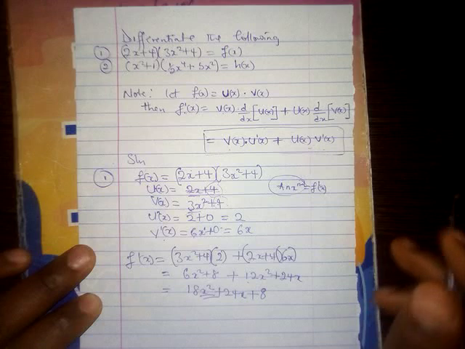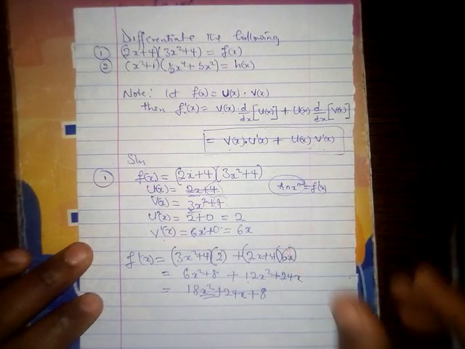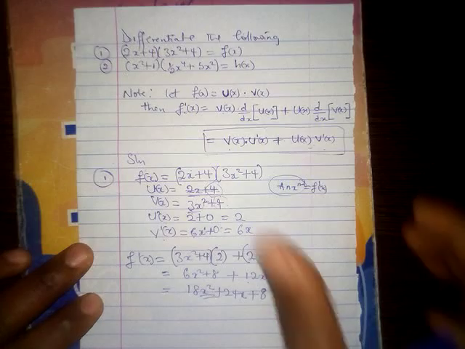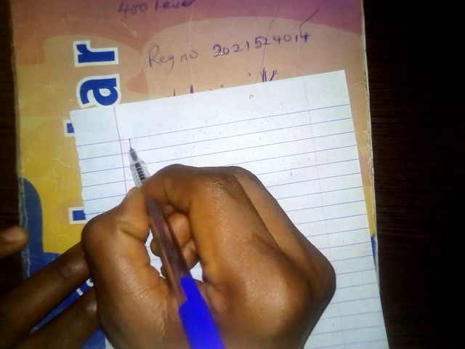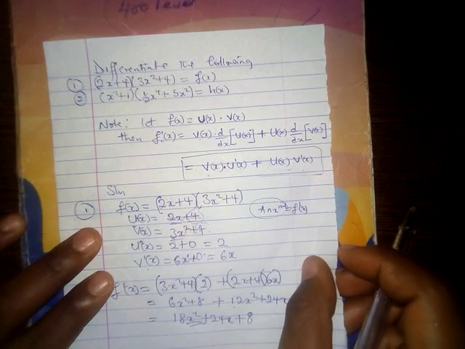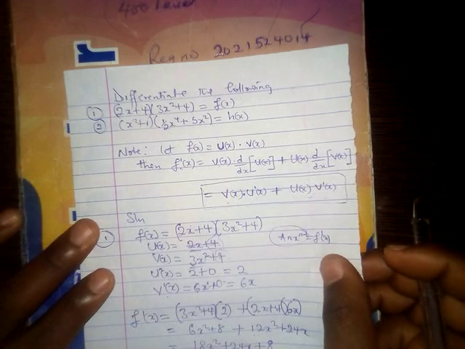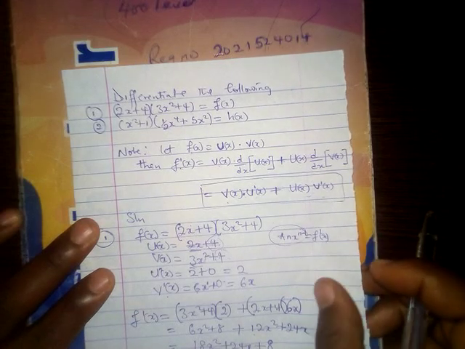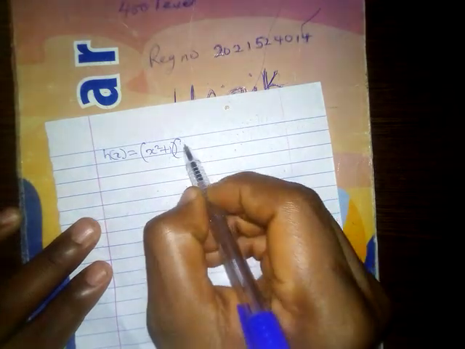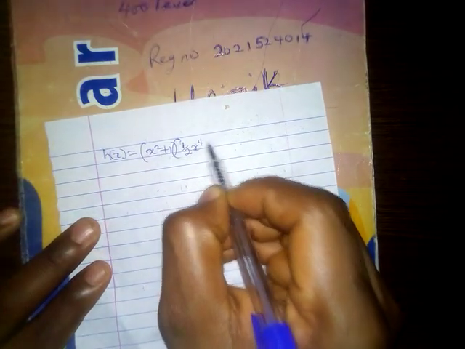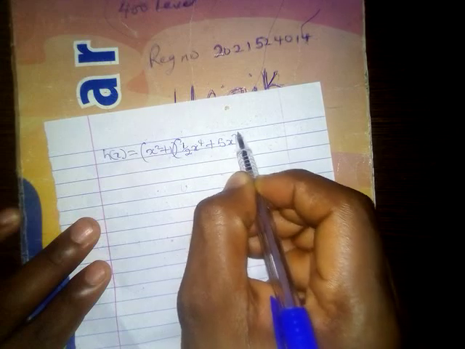Over to the second one, we want to find h prime of x. Now let me write it out here. My h of x is equal to, this is x squared plus 1. Let me write it one by one. X squared plus 1. Okay, and we have half x raised to the power of 4 plus 5x squared.